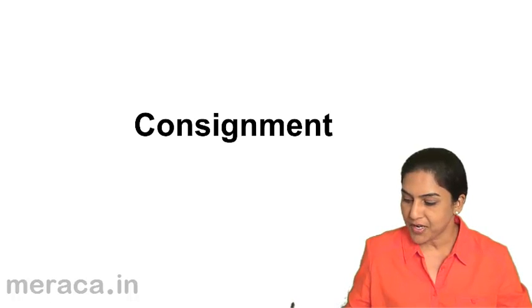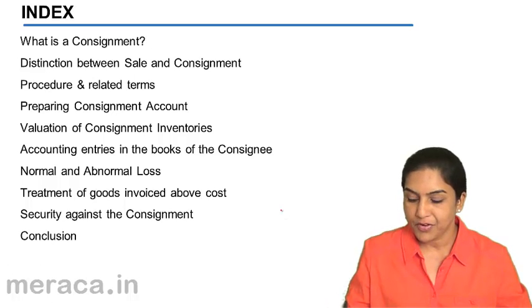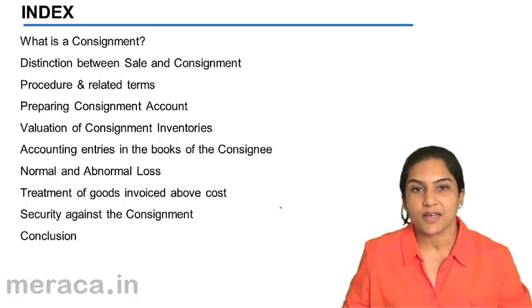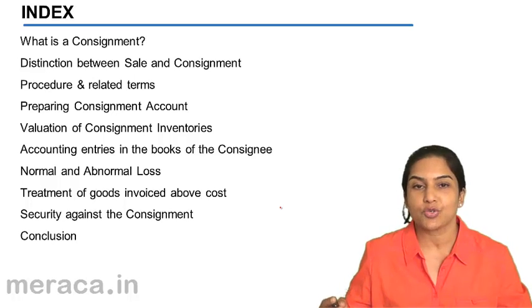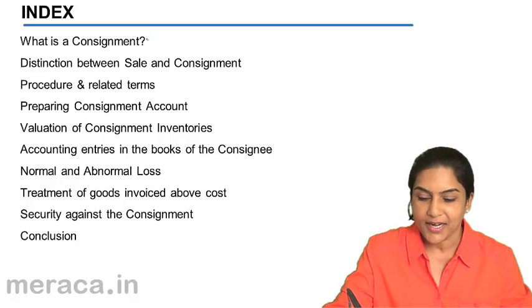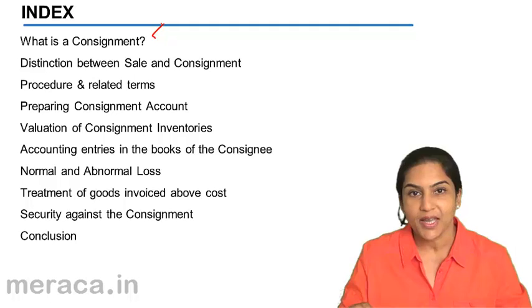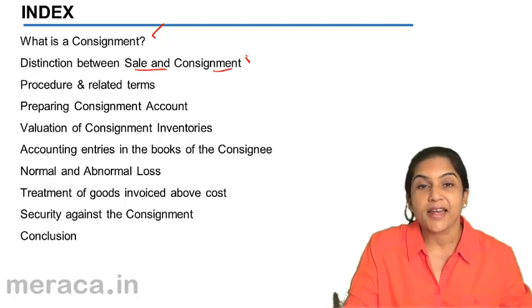The course of our discussion would be structured as below. We will first understand what is a consignment. When a person sends goods to another person so that the other person will sell these goods on behalf of the first person, it is said to be a consignment. But we shall define in detail and understand in detail what is a consignment and then understand what is the difference between a sale and a consignment.